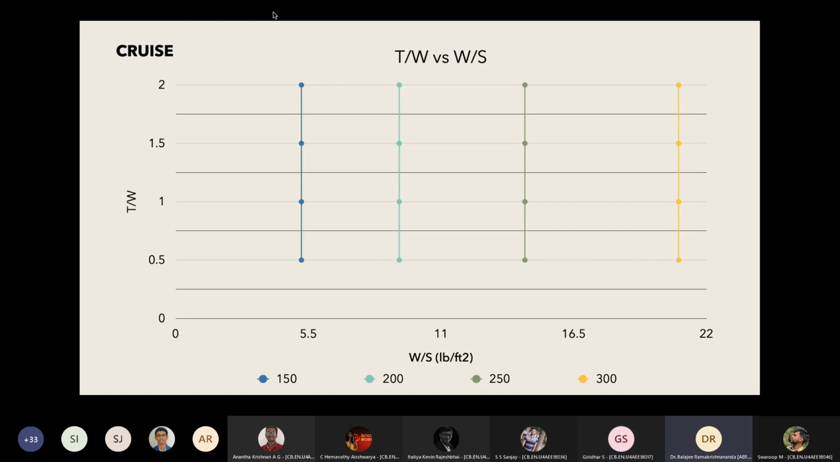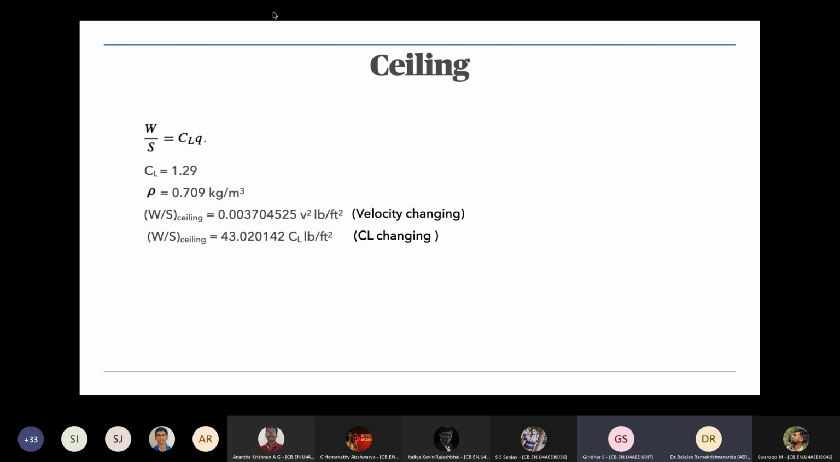So next one. So this is the ceiling. Here also we assumed CL is about 1.3, and the density at that altitude was 0.7. So these are the two functions we got. If it's ceiling, only density will affect. Density will decide the ceiling. Correct? So again, you assume a fixed velocity here. Fixed CL and fixed velocity.